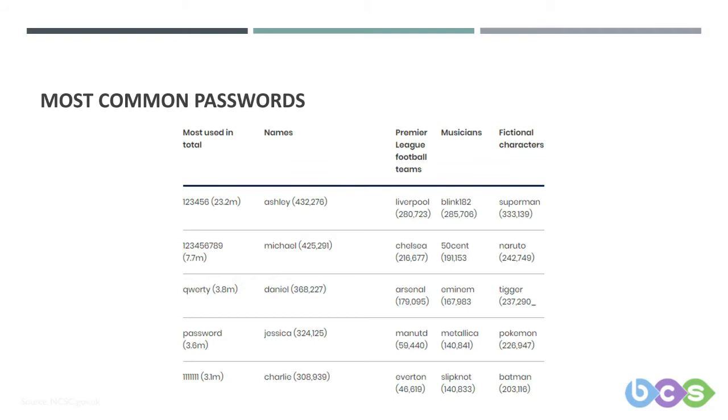Man United are quite low on that list, I suspect, because there's different ways of typing it. You've got Manchester United. You might just have United. But you can see there, football teams are obviously quite a common choice, as are musicians. Blink-182, 50 Cent. You also got fictional characters on the right-hand side. So you really want to steer clear of this sort of stuff.